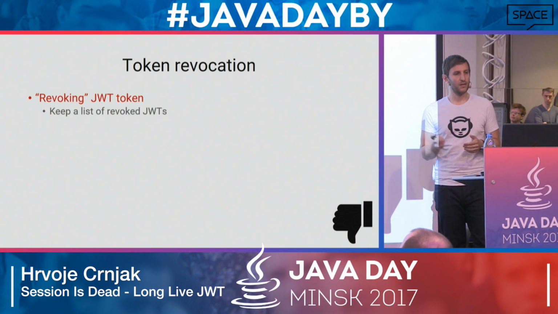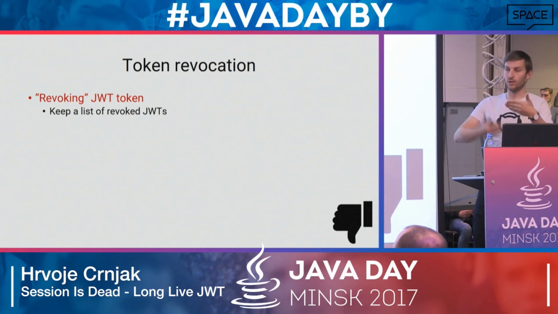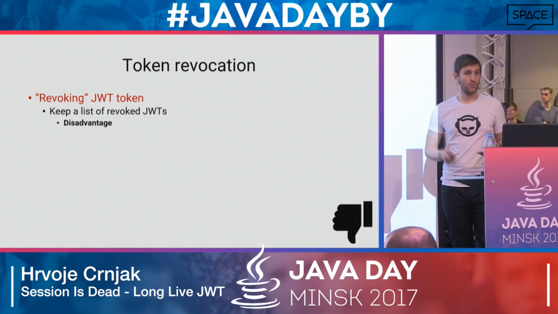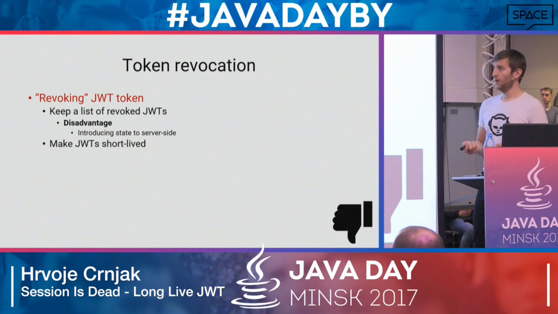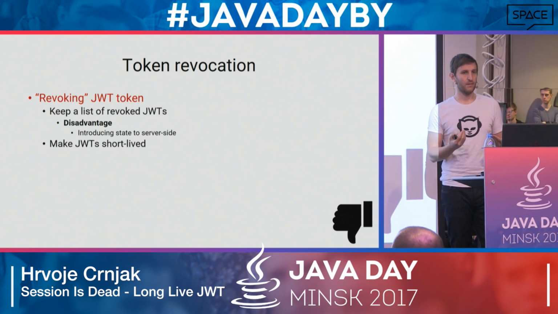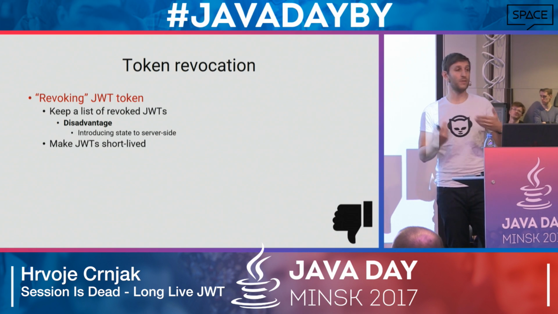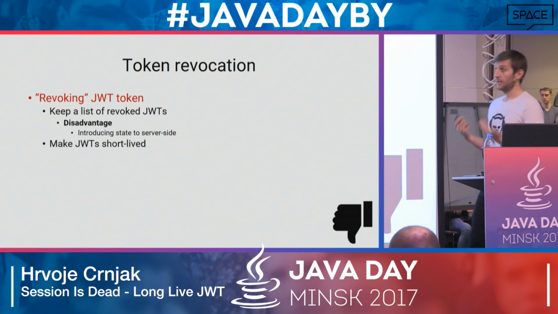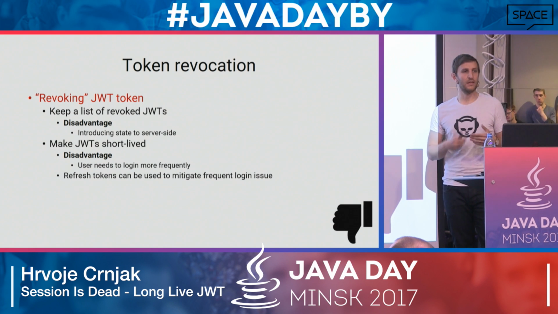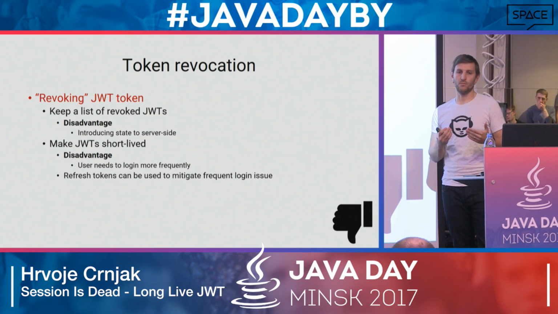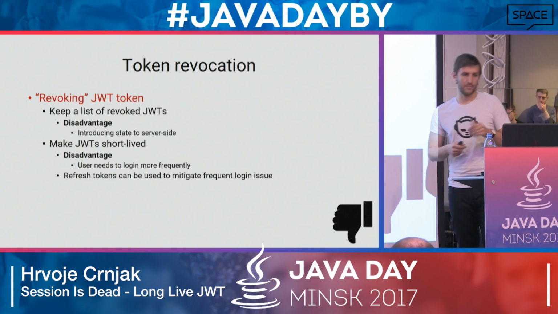The first option would be to keep a list of revoked tokens. Basically, each incoming token would be matched against this list. The obvious disadvantage of this approach is that we are introducing state to the server side. The next option would be to make our tokens short-lived. So even if someone does steal our token, they wouldn't be able to use it for a long time. The disadvantage here is that users will need to log in more frequently. But there is a mechanism called refresh tokens that can be used to mitigate this issue. I'll talk about refresh tokens a little bit later.